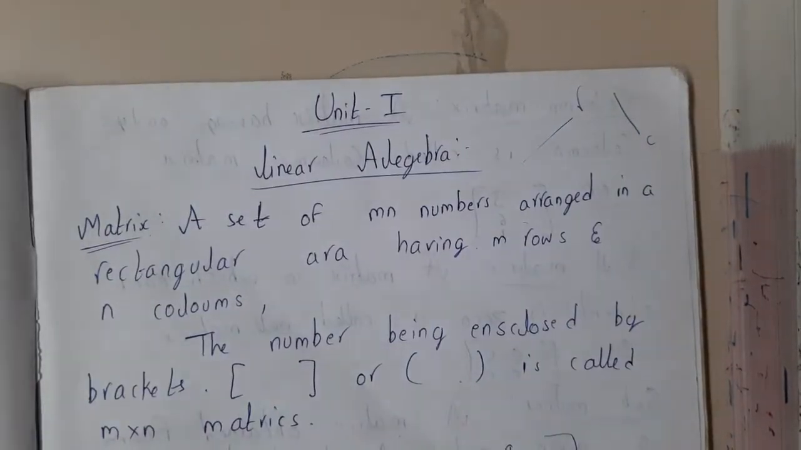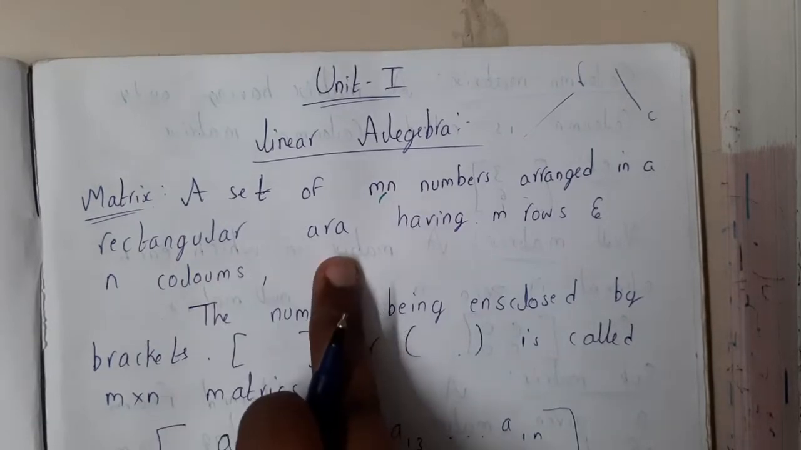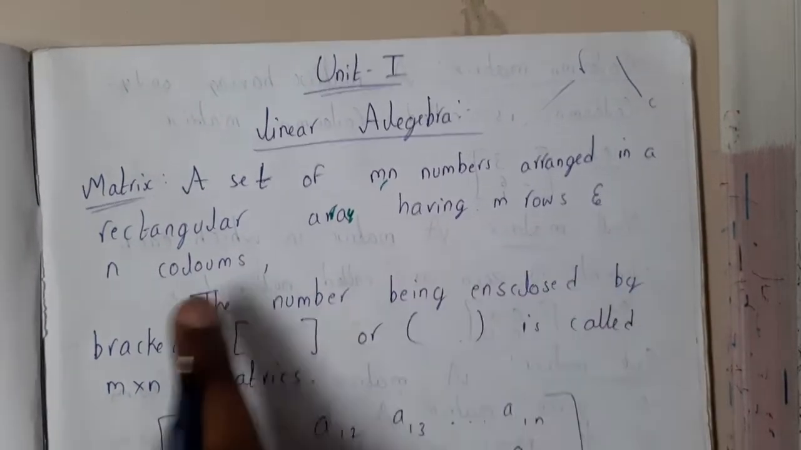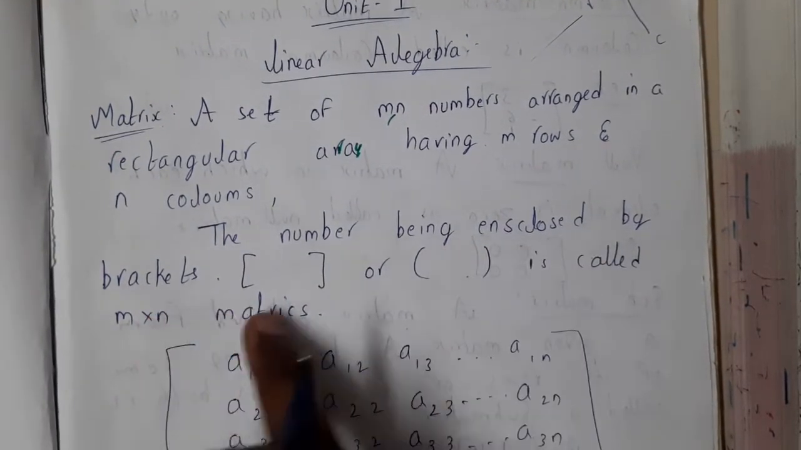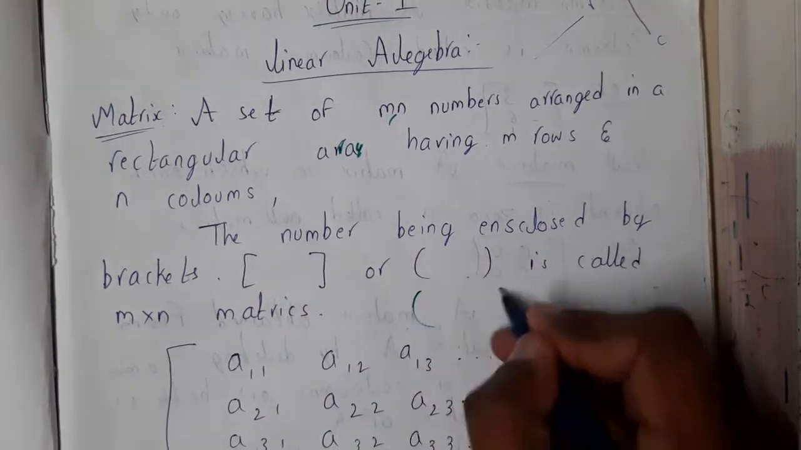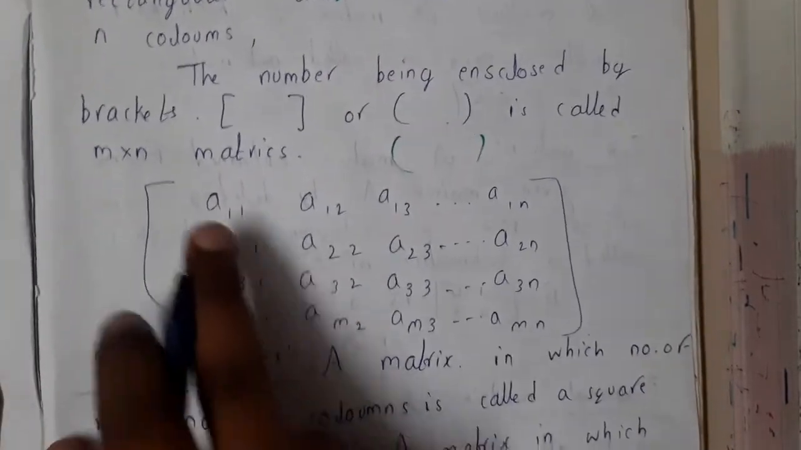So now let us go through the definitions so that in the examination if they ask you can write, guys. So matrix: a set of m comma n numbers arranged in a rectangular array, a rectangular array having m rows and n columns. These numbers are enclosed by brackets, so it might be a square bracket or a normal bracket, a circular bracket. It's called an m into n matrix, so it will be in this way.